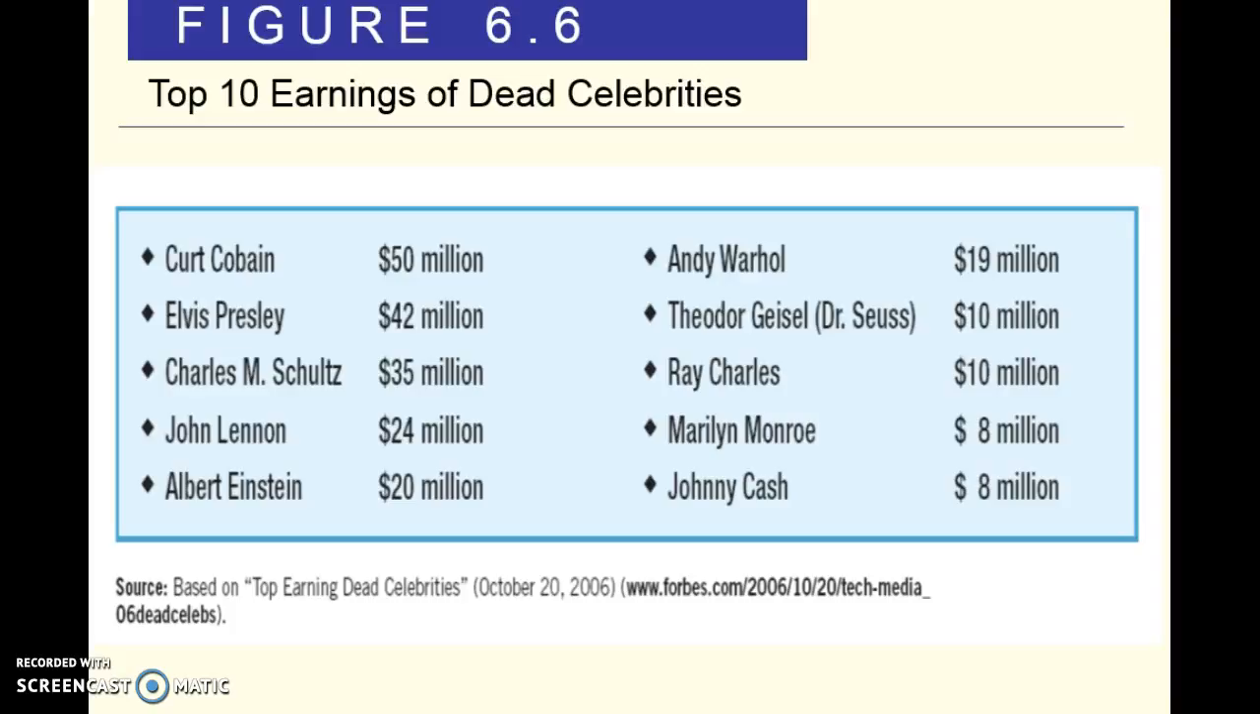Figure 6.6. The top 10 earnings of dead celebrities. Kurt Cobain, 50 million. Elvis Presley, 42 million. Charles M. Schulz, 35 million. John Lennon, 24 million. Albert Einstein, 20 million. Andy Warhol, 19 million. Theodore Geisel, Dr. Seuss, 10 million. Ray Charles, 10 million. Marilyn Monroe, 8 million. Johnny Cash, 8 million.